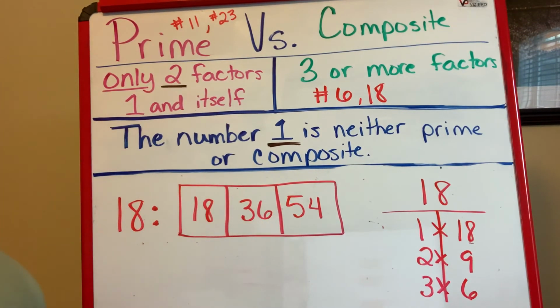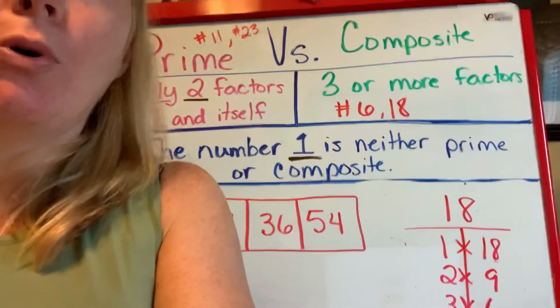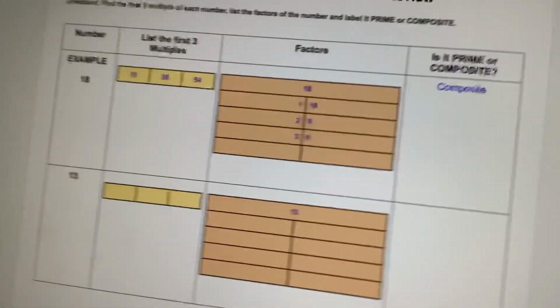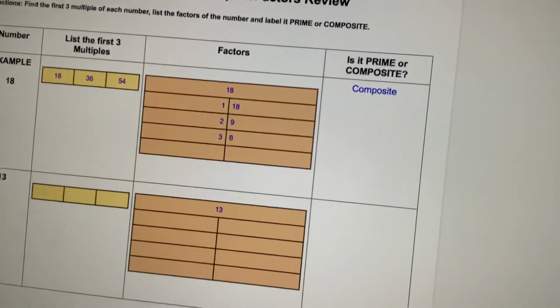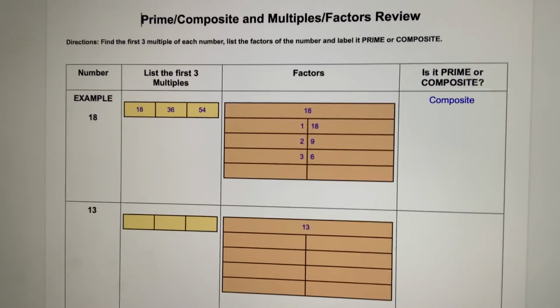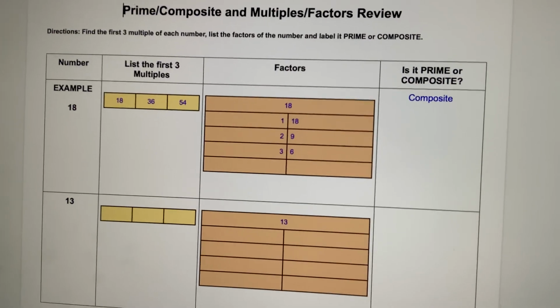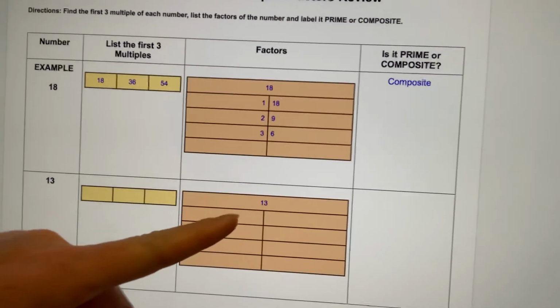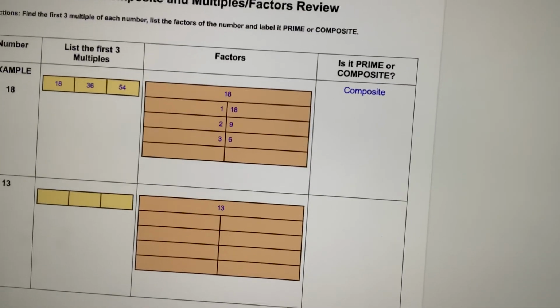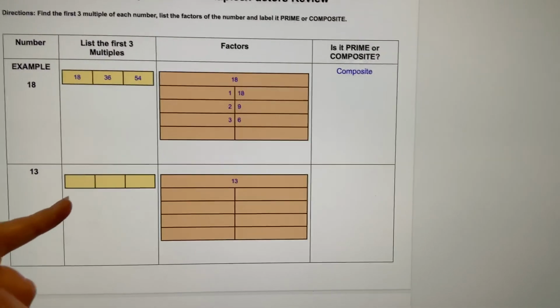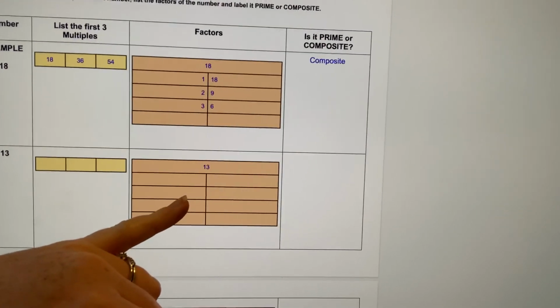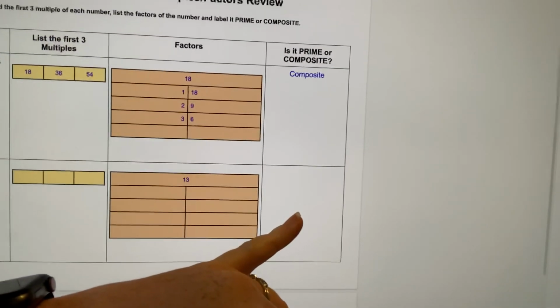And then you would label it prime or composite. Now, on your work today, there are multiple boxes. So did I use all of the boxes for 18? No, I did not. So are you going to always use all of the boxes? No. So 13, you may not use all 4 rows of those boxes, but you might. You have to test it out and give us the first 3 multiples, the factors of 13, and then tell us if it is prime or composite.